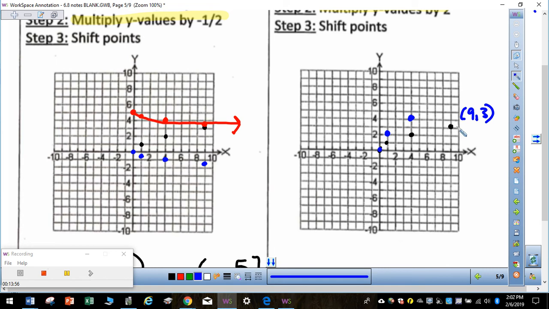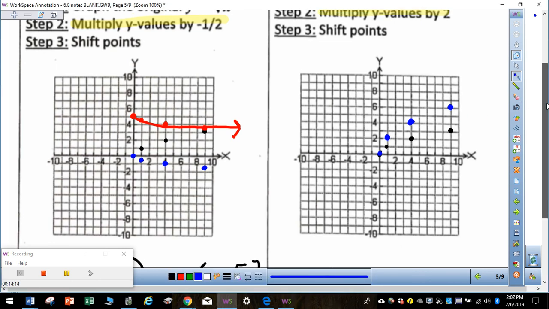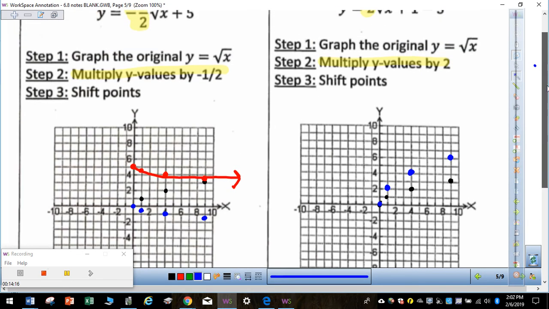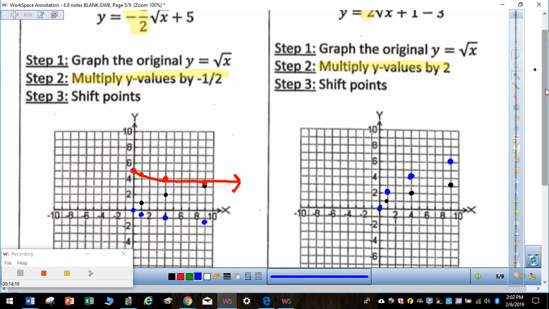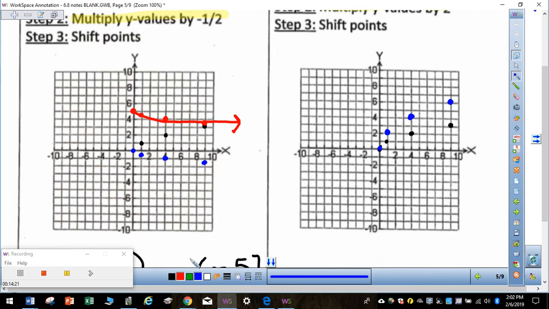And then finally, in the last point, our x value of 9 stays the same, but we're going to multiply the y value by 2, so that's going to turn into a 6. So we have the point 9, 6. So notice how if you look at the points here in blue, it's similar to what we had originally, but it looks like it's vertically stretched. It's just a little bit taller. Now our final step of shifting our points, we're going to move them all to the left 1 space and down 3 for our final answer. So this time I'm moving the points in blue, left 1, down 3.